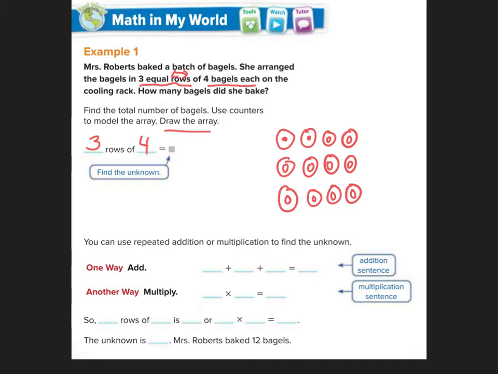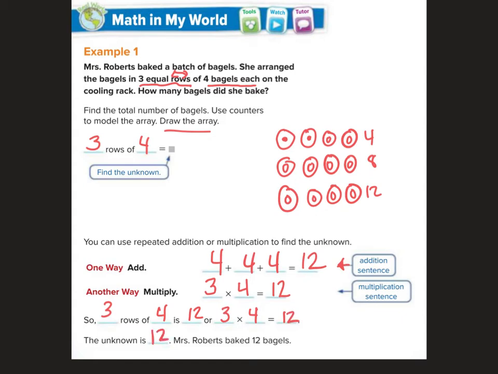So when we look at our array, we can use repeated addition or multiplication to find the unknown. So I have 3 groups of 4: 4, 4, 4. 2 4s make 8. 1 more 4 makes 12. Here's our addition sentence. When it says multiplication sentence, that means I can have 3 groups of 4, and that also equals 12. I could count 4, 8, 12. So 3 rows of 4 is 12, or 3 times 4 is 12. The unknown is 12. Mrs. Roberts baked 12 bagels.